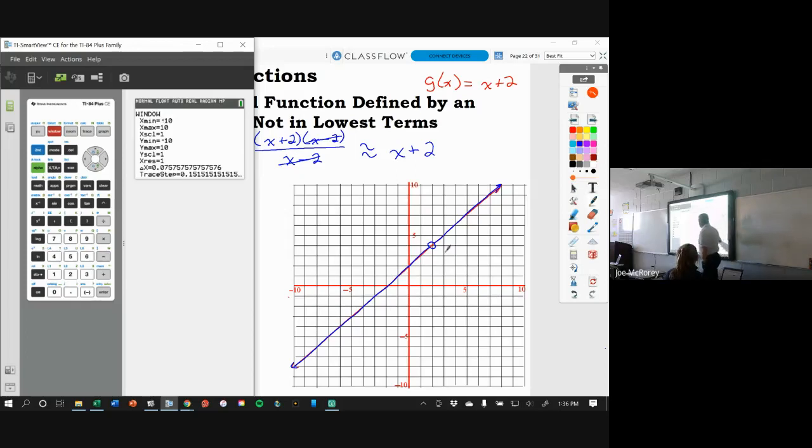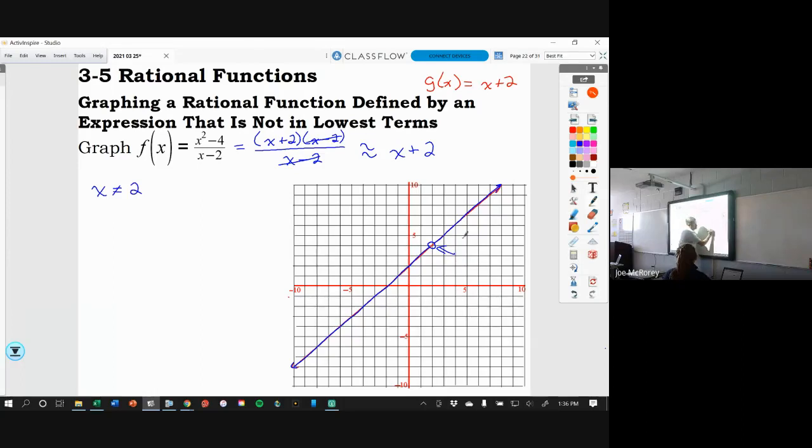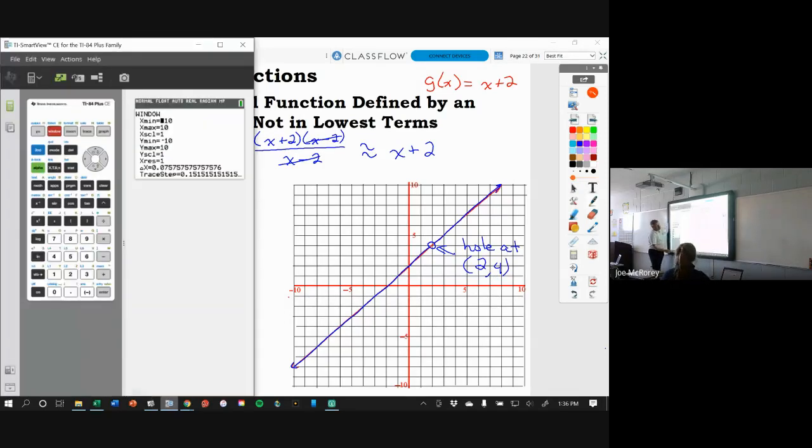So this point right here, we have a hole at 2, 4. If I wanted to zoom in on that, I'd go to my graph, go to window, and on our x value we go from 1.9 to 2.1, counting by 0.1. Can you see the x value of 2 would be right in the middle of that? And if we zoomed in on the y value, let's zoom in from 3.9 to 4.1, counting by 0.1.